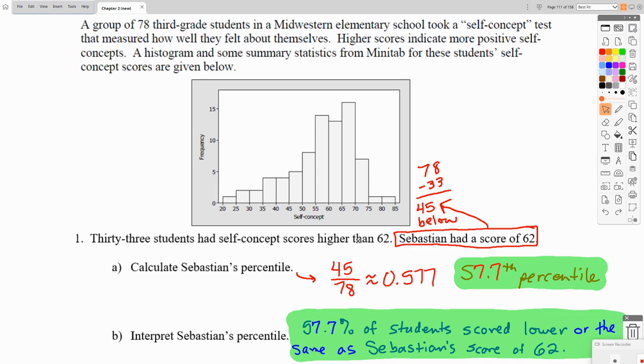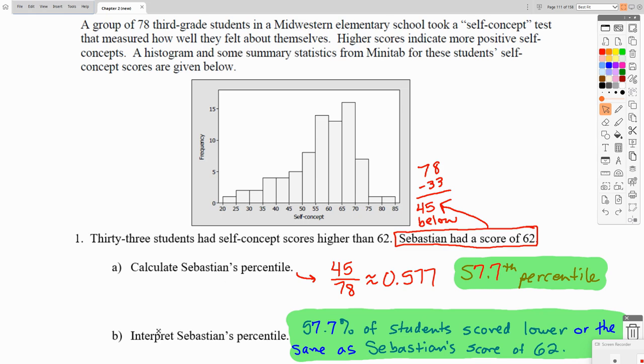So we got to remember, what was the definition of a percentile? It was the percent of values that were less than or equal to. And we were told kind of the opposite direction, that 33 students had a score higher than Sebastian's 62. So if I was told up here at the top that there were 78 students altogether that took this test, I get rid of the 33 that did better than Sebastian, then that would mean that there were 45 scores that were as good or less than Sebastian's. So if I take 45 scores out of 78 in total, that gives me 0.577 to 3 decimal places. So therefore, Sebastian's percentile would be the 57.7th percentile.